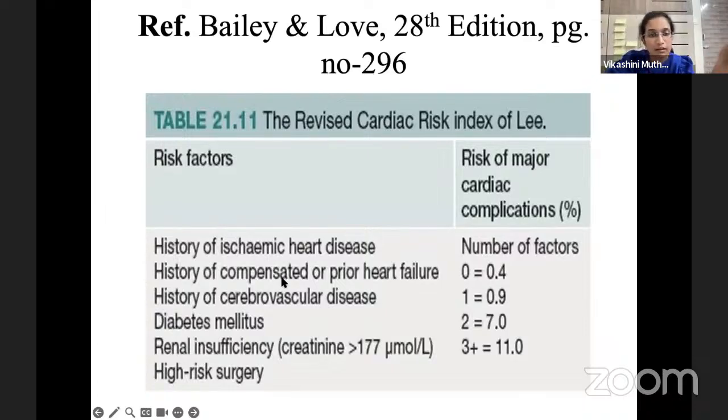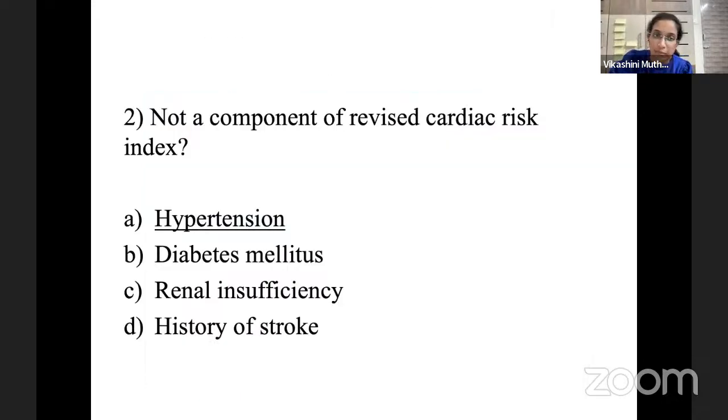Any patient with a previous history of ischemic heart disease, a history of prior heart failure, or any history of cerebrovascular disease, or if a patient is diabetic, or has renal insufficiency, like a creatinine of more than 177, which is a creatinine of more than 2 milligram per deciliter, or any high-risk surgery. All these are included in this risk index. In the options, we had diabetes mellitus, renal insufficiency, and history of stroke, which is a cerebrovascular disease, but not hypertension. Hypertension is not included. It's not a component. Again, it's a direct question.